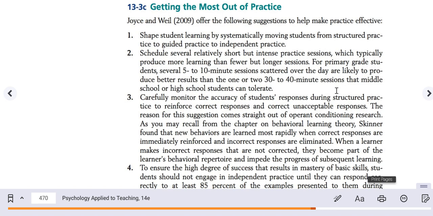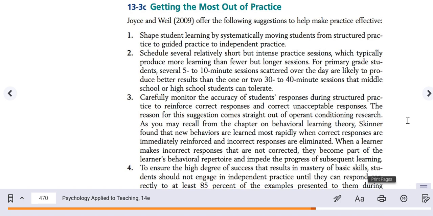For primary grade students, several 5 to 10 minute sessions scattered over the day are likely to produce better results than the 1 or 2 30 to 40 minute sessions that middle school or high school students can tolerate. Carefully monitor the accuracy of students' responses during structured practice to reinforce correct responses and correct unacceptable responses. The reason for this suggestion comes straight out of operant conditioning research.